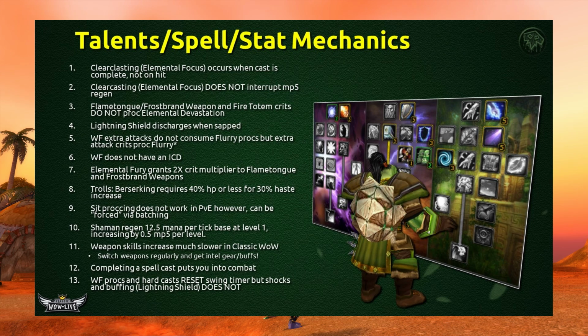Elemental Fury grants a 2x crit multiplier to Flametongue and Frostbrand. If you have Elemental Fury and you crit with either a Flametongue or Frostbrand weapon, that crit will be a 100% crit bonus. For trolls, Berserking requires 40% HP or less to get the max 30% haste increase. So if you are a troll and you want to get that, you're going to have to get to at least 40% health to get the maximum Berserking effect.